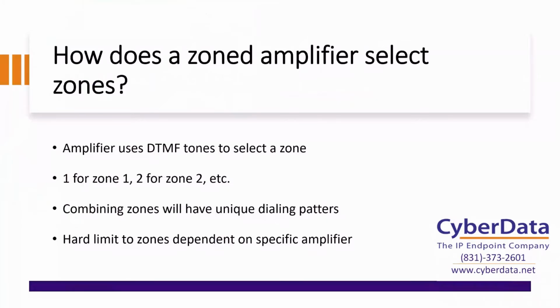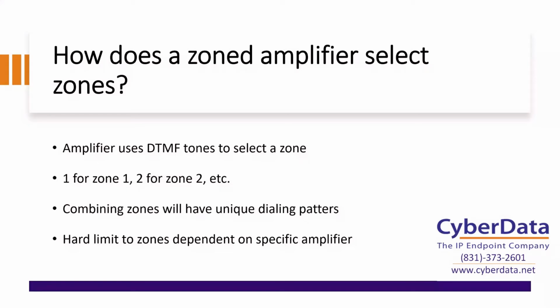Some of them require 2-digit codes for a particular zone, say 01 for zone 1, 02 for zone 2, and so on and so forth. It varies. Sometimes they're single digit. It's all down to the specific manufacturer. And then, of course, as we get a little bit more complicated, we talk about combining zones. They're going to have different specific dialing patterns for that as well.